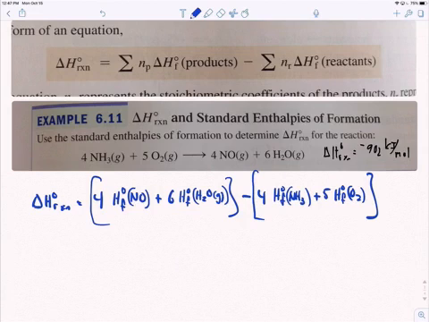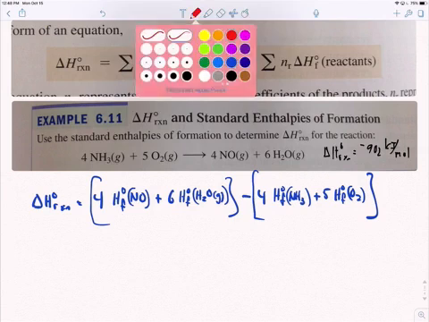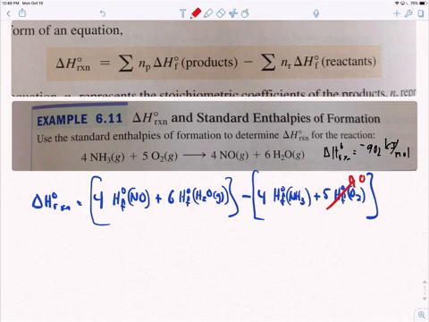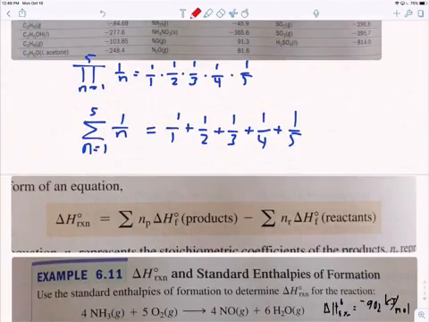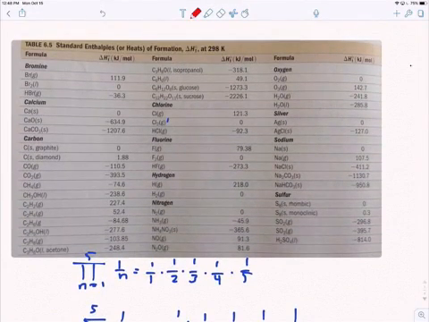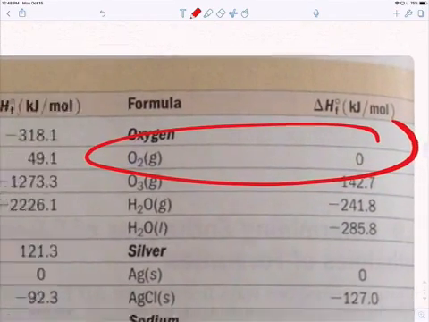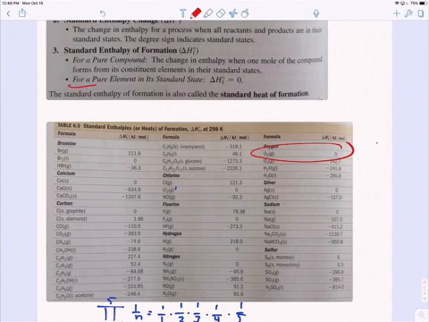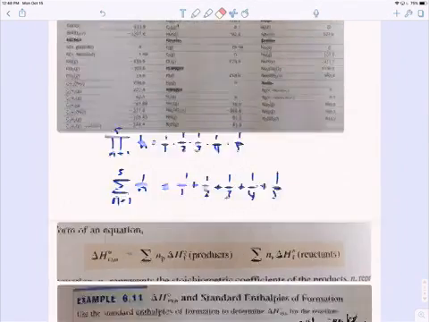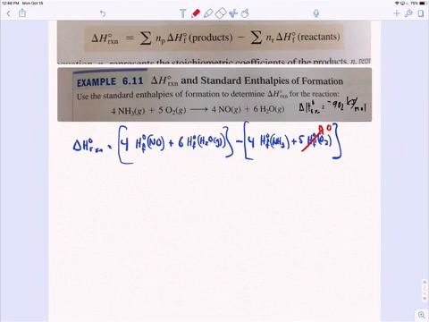One of these is a 0. Which one? I know this without even looking at it. Which one's a 0? Which one's an element? Oxygen. This one is a 0. So, how do I know that? Well, I can look up the chart. So, where is O2? O2 is right here. O2 is 0. How do I know it was a 0? The heat of formation for an element in standard state is 0. So that one is 0.